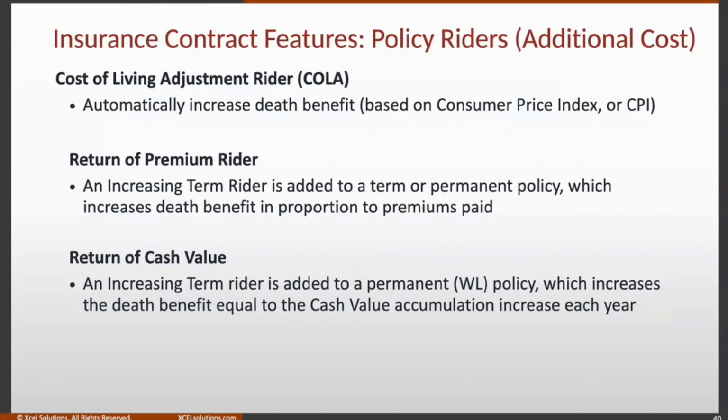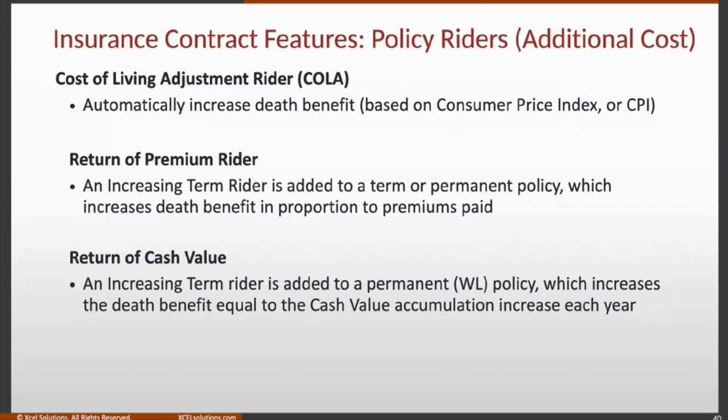Another increasing term rider we can add to a whole life contract is what we call a return of cash value rider. Here, the increasing term rider is tied to the cash value increasing inside the contract. So a return of cash value rider is an increasing term rider added to a permanent whole life policy, which will increase the death benefit equal to the cash value accumulation increase each year. So the only way a person can get the death benefit plus the accumulated cash value in a whole life contract paid out to their beneficiary upon their death is to have a return of cash value rider on that whole life policy, where the increasing rider increases with the amount of cash value increasing every year.